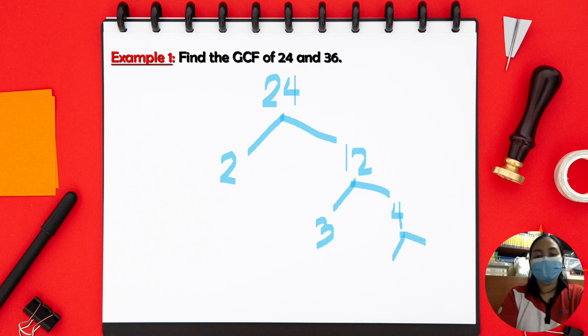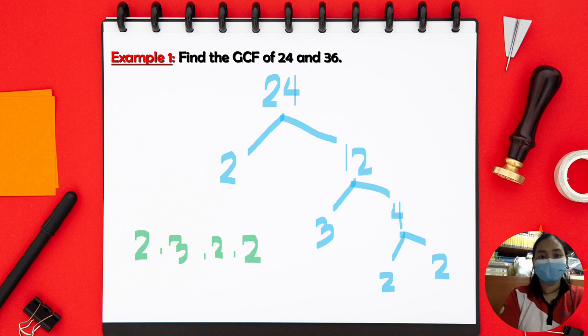Ayan. Since 3 is already a prime factor, si 4 naman ang ating gagalawin. So, ano ba yung numbers na pag imultiply, ang sagot ay 4? So, meron tayong 2 and another 2. So, makikita ninyo ang mga prime factors ng 24. Sulat natin. Ang mga prime factors ng 24 ay 2, 3, 2, and then 2. So, that is 24.